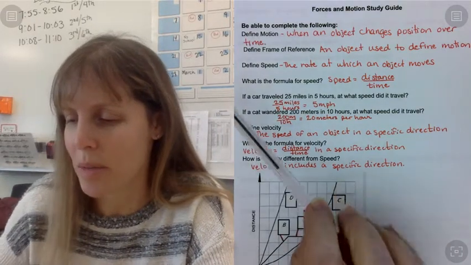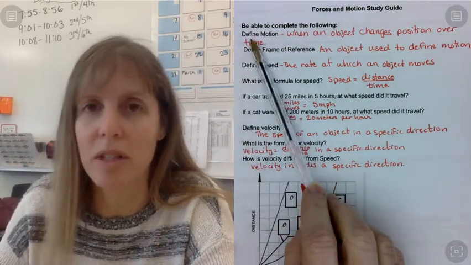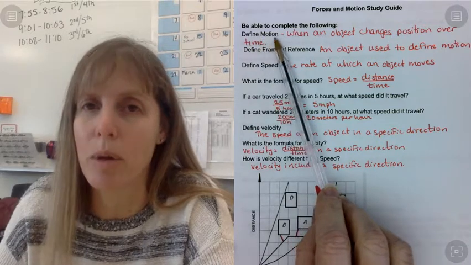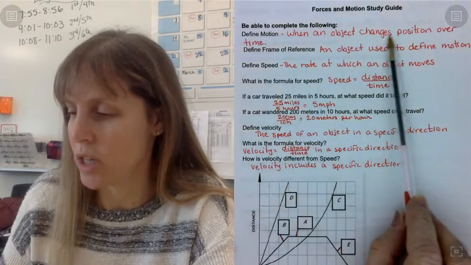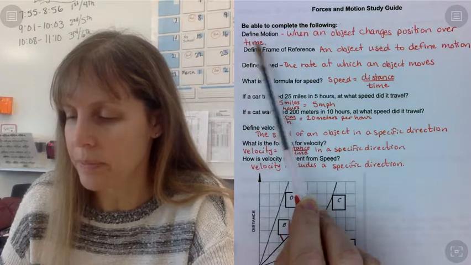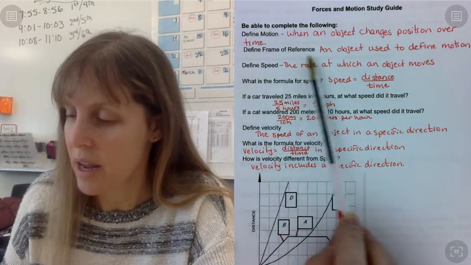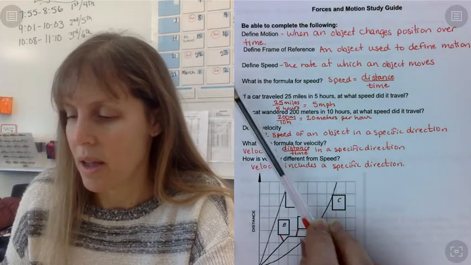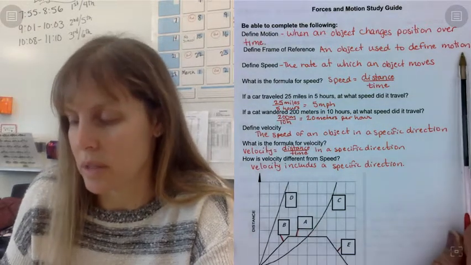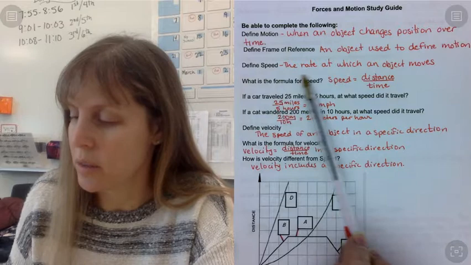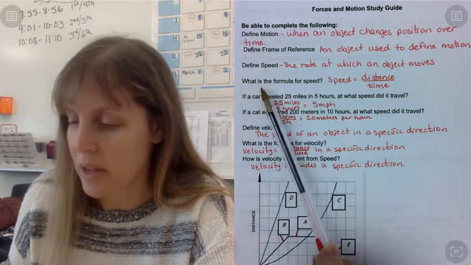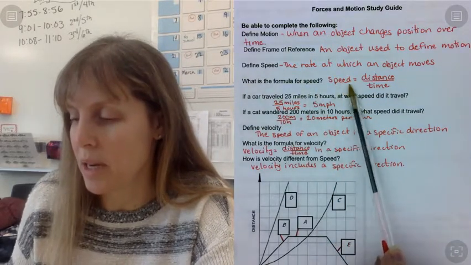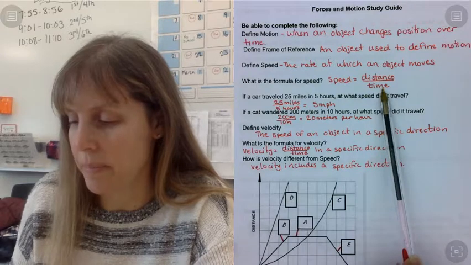All right, so you should be able to complete the following, and the first term is motion. Define motion. It's when an object changes position over time. Define frame of reference. It's an object used to define motion, like if it's holding still and something else is moving. Speed is the rate at which an object moves. The formula for speed is speed equals distance divided by time.